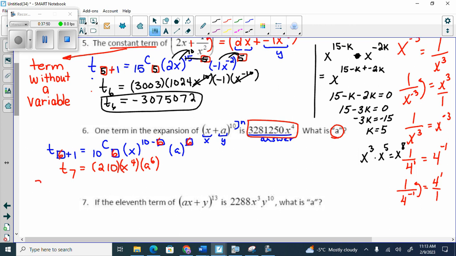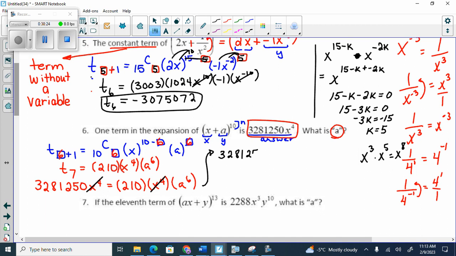So I get 3,281,250 x^4 equals 210 x^4 a^6. There's an x to the 4 on both sides, so they'll just cancel off, because when you divide by x to the 4, they go away. So now I have 3,281,250 equals 210 a^6. What do I have to do to get a by itself? Divide by 210.